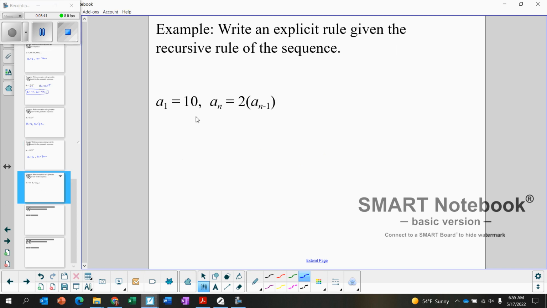The last kind we'll look at is we're given the recursive rule, and we want to write the explicit rule. So looking at this, we already know a sub 1 is 10, and then this right here is our r. So we're going to have a sub n equals a sub 1, which is 10, times r raised to the n minus 1 power.